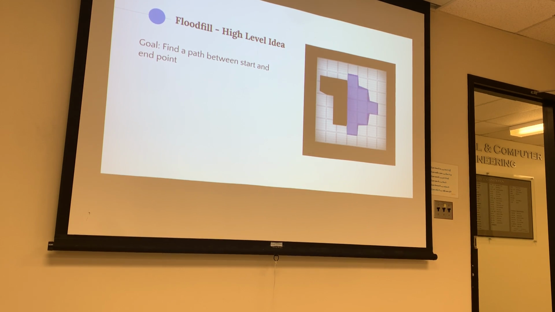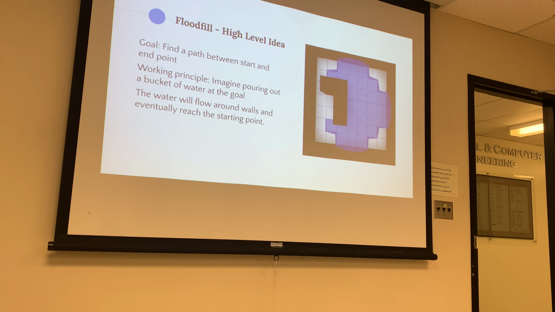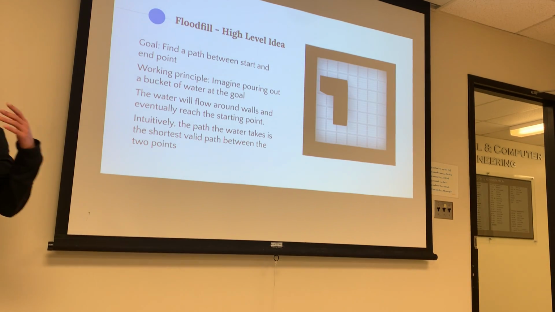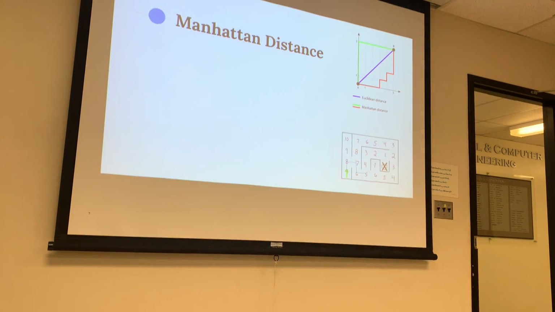So the goal is to find a path between the start and the end point, which you can just determine by yourself. And the working principle is that you're literally just pouring water at the goal and seeing where the water goes to get to the start. And the water will obviously keep flowing around the different walls until it eventually reaches the starting point. And intuitively, the path that the water takes is going to be the shortest path. This might seem a little confusing right now, but we'll get into the specifics very soon.